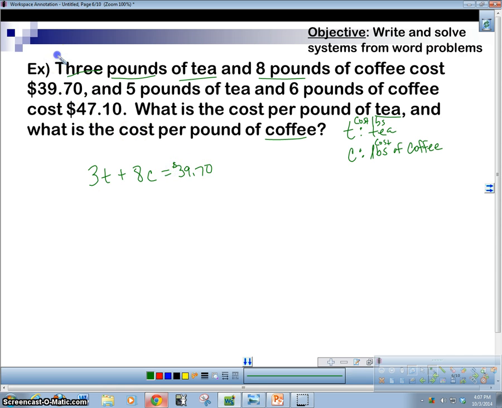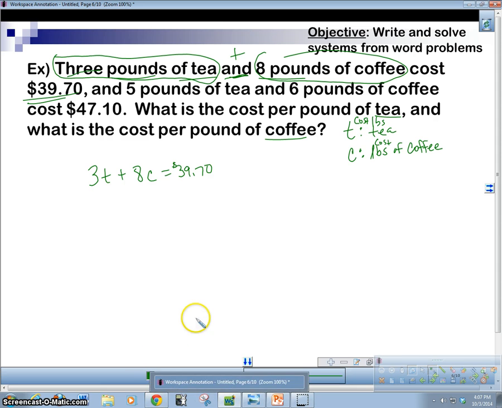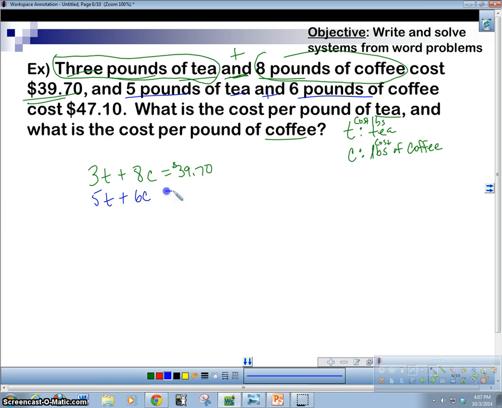And I get that from this: 3 pounds of tea, and right here, the "and" is plus, 8 pounds of coffee. And here's my total, they total up to that. Okay, so now let's take a look at our second equation. 5 pounds of tea and, so that's a plus, 6 pounds of coffee. So 5 pounds of tea plus 6 pounds of coffee is equal to $47.10. Okay, so those are my 2 equations and my 2 variables, and I can use elimination to solve for this.